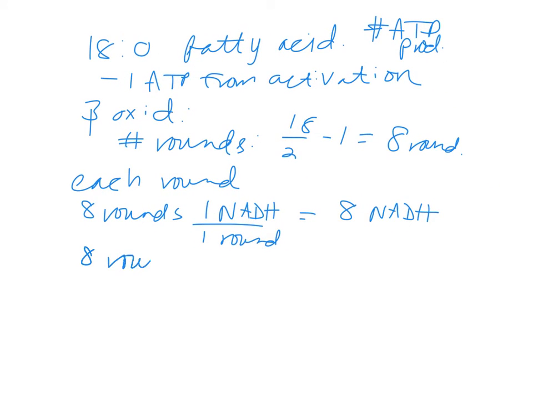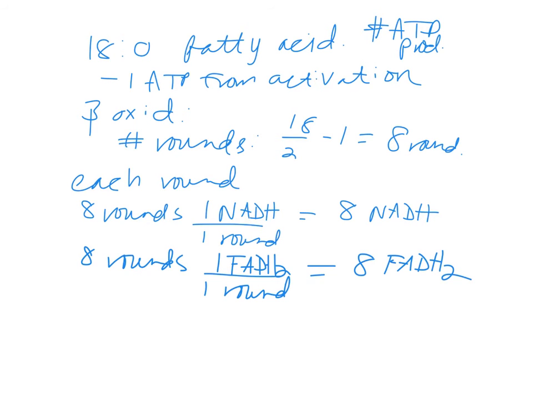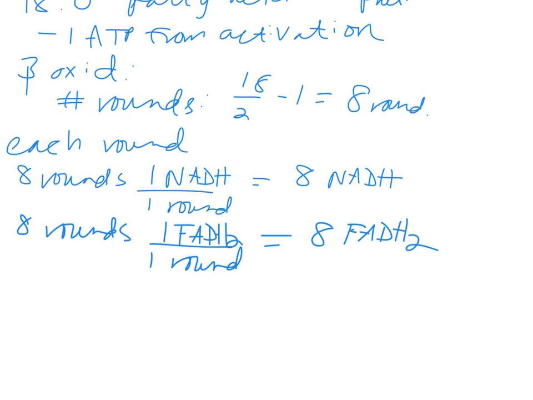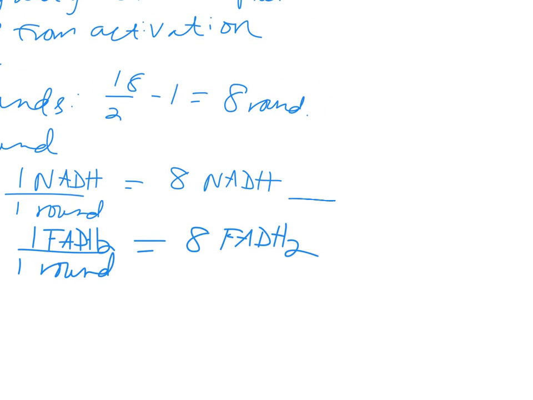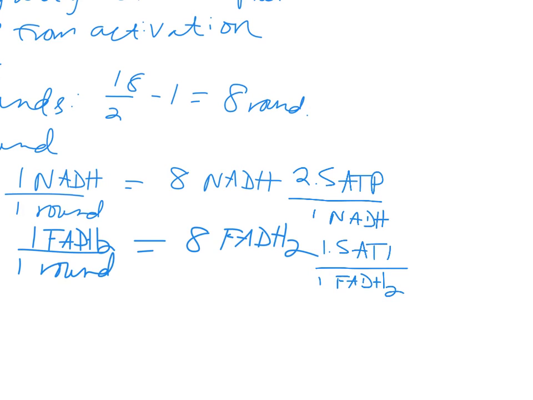And again, 8 rounds. For every 1 round, I have 1 FADH2. So that equals out to 8 FADH2. Next bit of math that you'll need to know is that for every 1 NADH, it equals 2.5 ATP. And for every 1 FADH2, that equals 1.5 ATP.